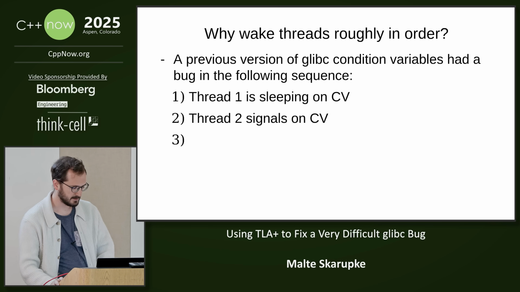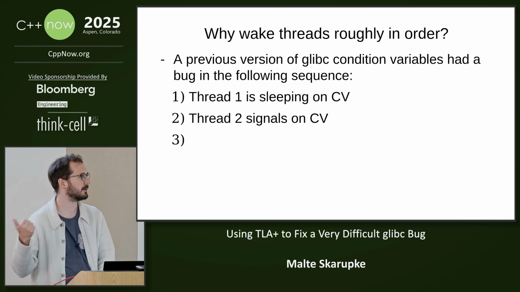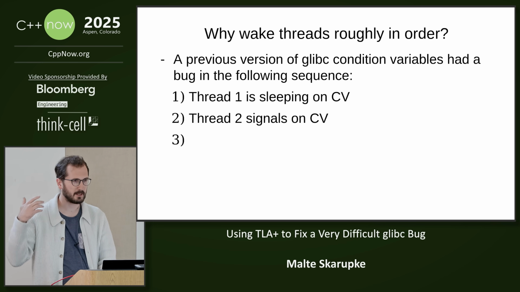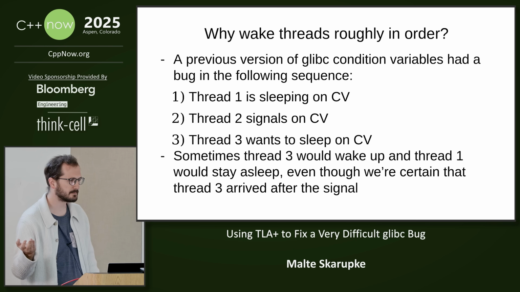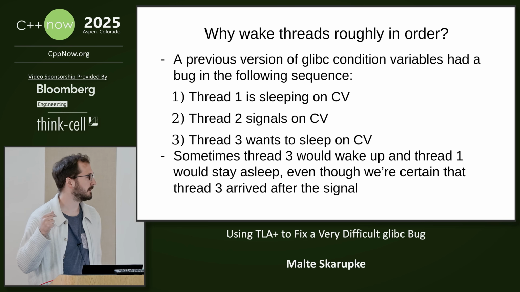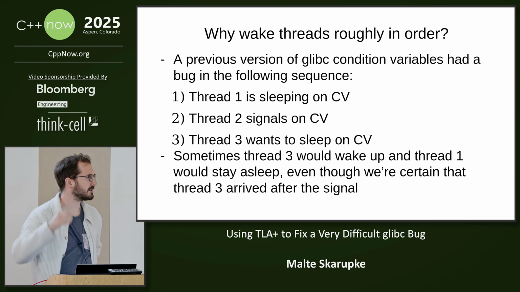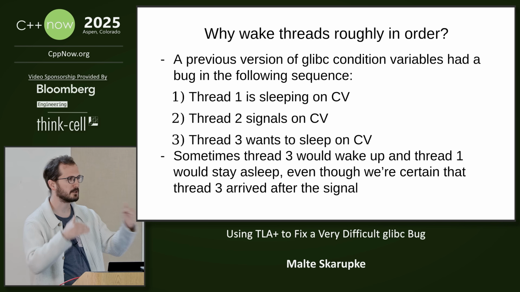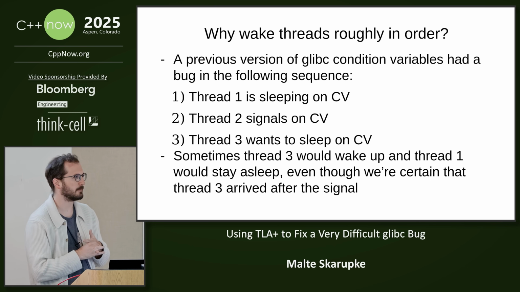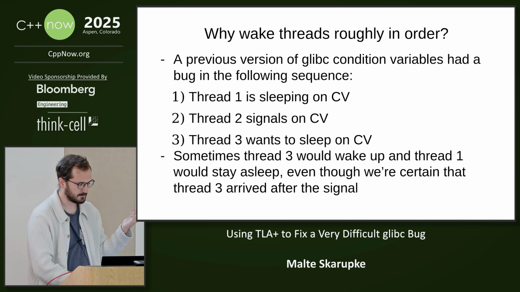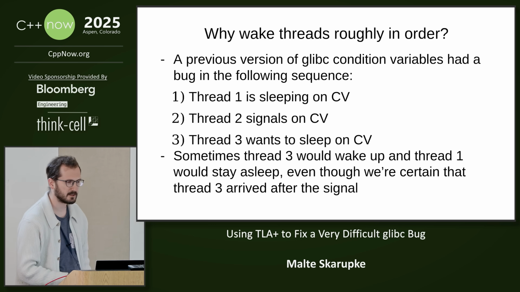So in an old design, they had a bug where thread 1 is sleeping, thread 2 is signaling, and so you expect thread 1 to wake up now, but if a third thread comes along and goes to sleep, it could happen that thread 3 would be woken up and thread 1 would stay asleep, which is not strictly disallowed, but it's really weird. Even if you're sure that this order happened, it was weird that thread 1 would stay asleep. And so they wanted to fix this, and that's why the condition variable works very hard to wake things roughly in order.